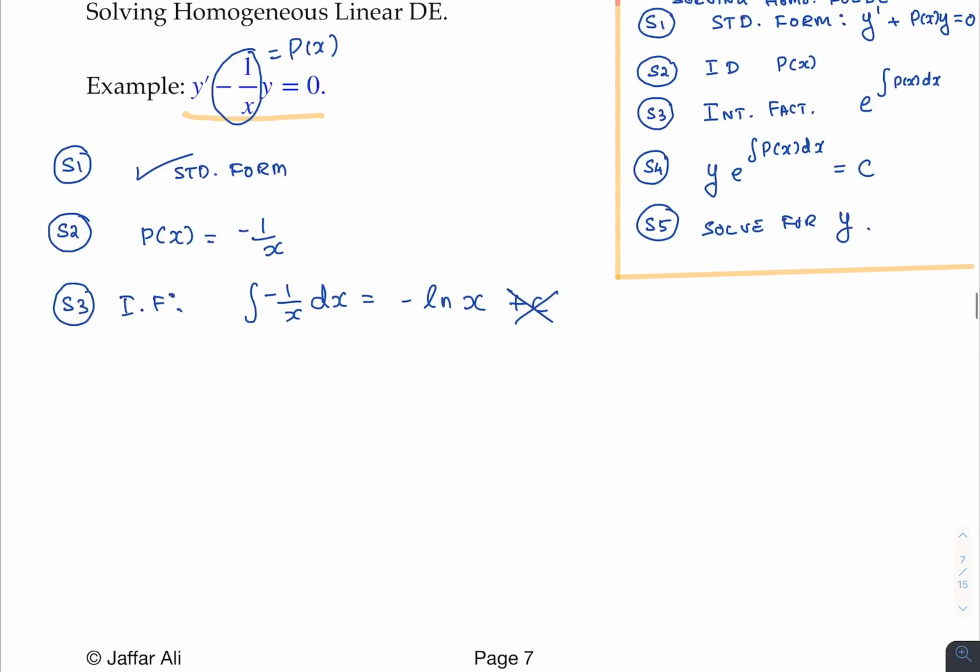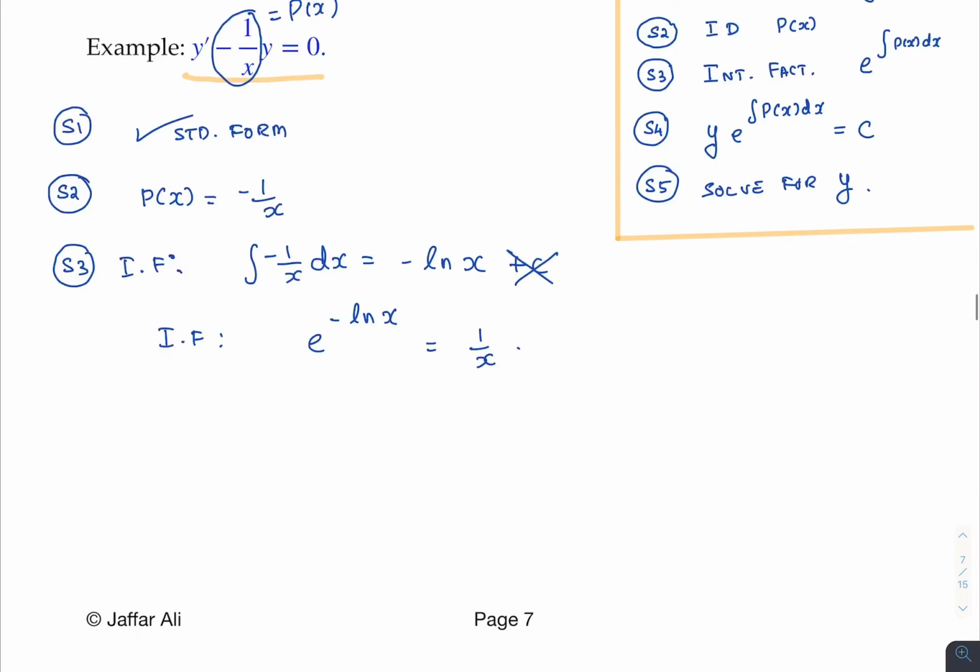And so therefore the integrating factor is going to be e to the negative ln of x, which, if you simplify, is 1 over x. And so for the next step, number 4, I'm going to write y multiplied by the integrating factor, which is 1 over x, is equal to c. Now the next step is to solve for y.